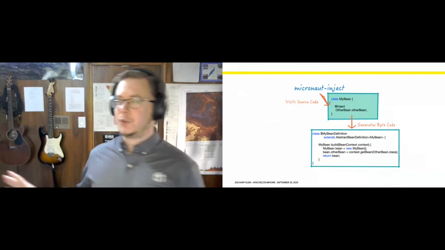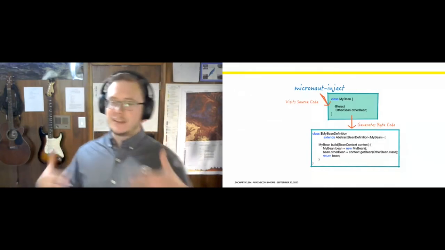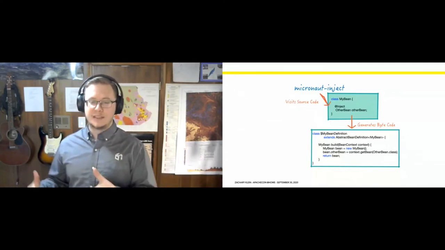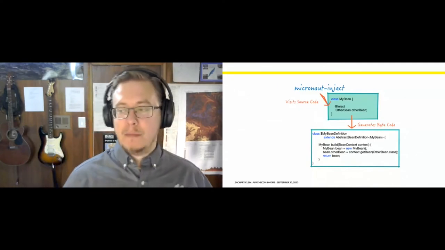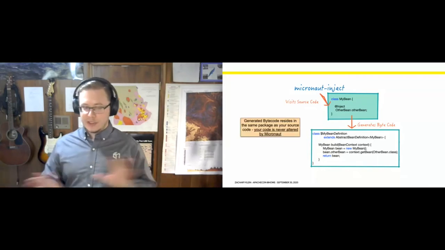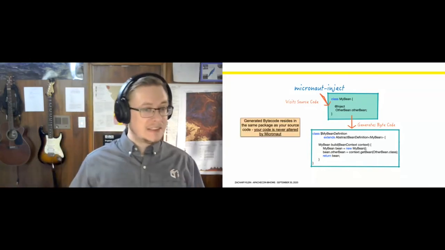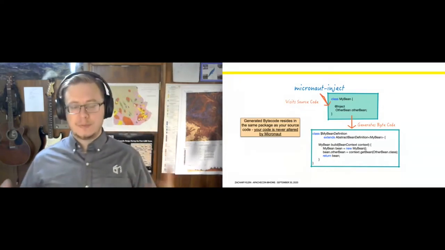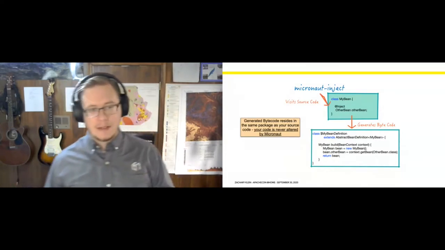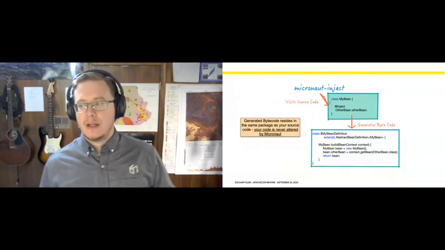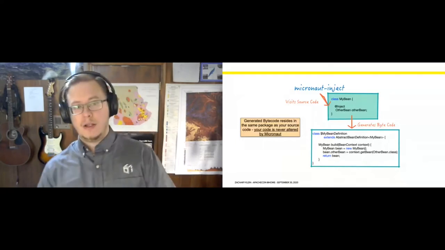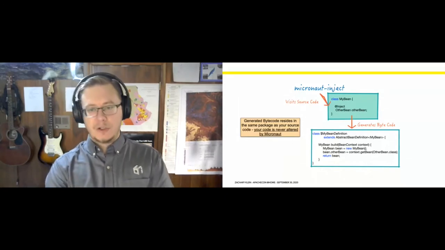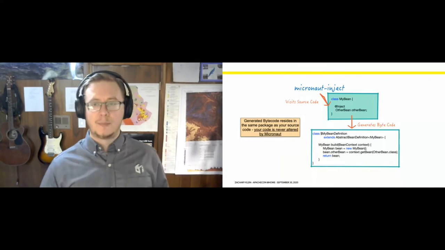Micronaut visits your source code, analyzes it, and then creates bean definitions in bytecode alongside your classes in the same package. Your classes are not modified. The bytecode that comes from your classes is not changed. There's no transforming going on, unlike some other frameworks that attempt to provide these sorts of ahead of time features. Micronaut is very careful not to touch your code. It just generates bean definitions and other classes alongside your classes. So what does this look like in practice?